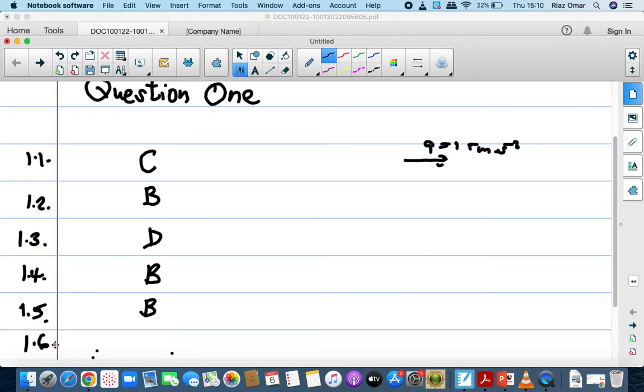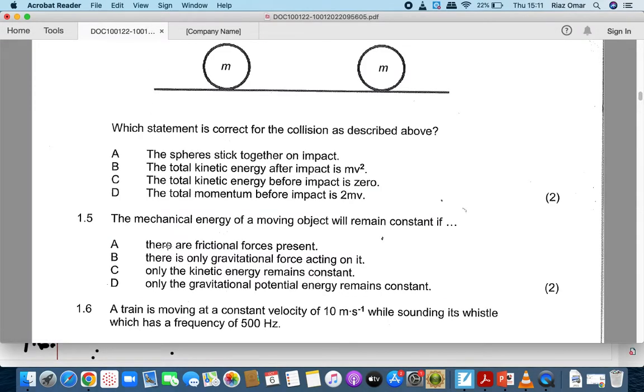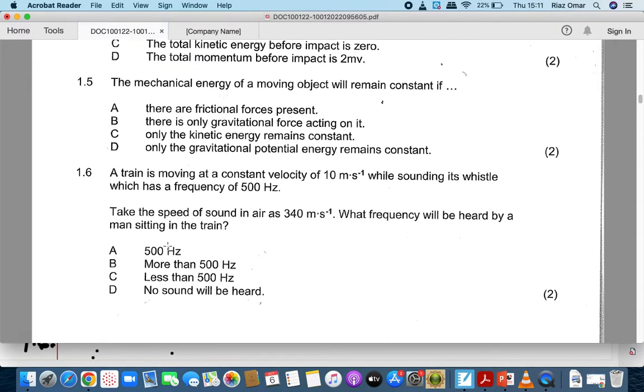Okay, 1.6. A train is moving at a constant velocity of 10 meters per second while sounding its whistle, which has a frequency of 500 hertz. So the frequency of the source is 500 hertz. Take the speed of sound in air as 340 meters per second. What frequency will be heard by a man sitting in the train?